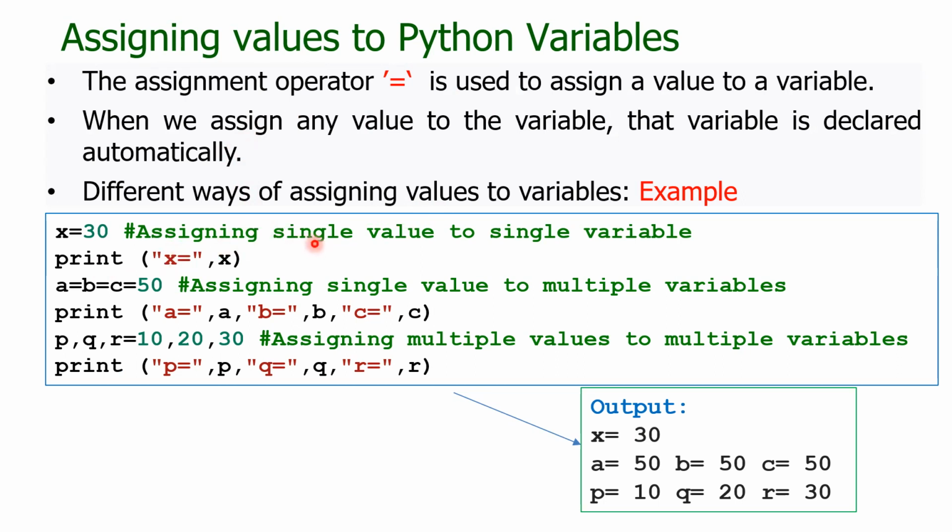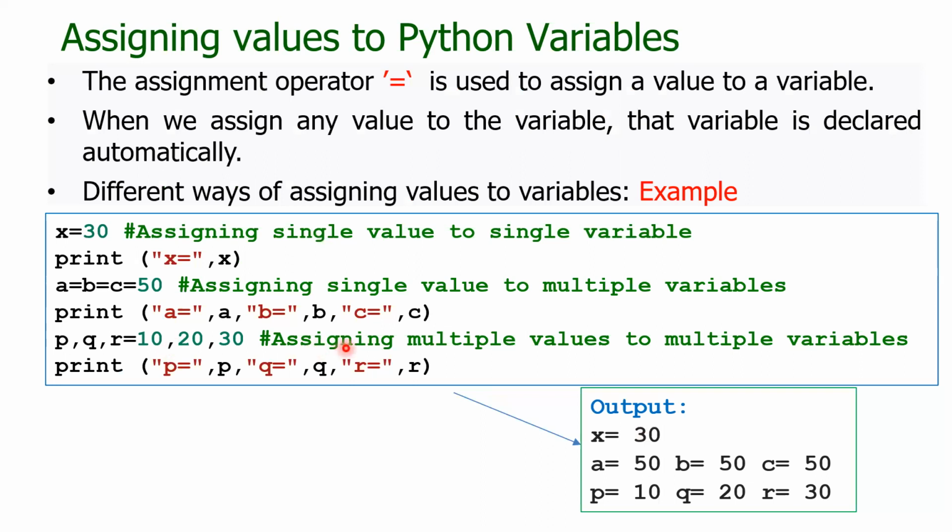You can assign a single value to a single variable by using the simple equal to assignment statement, x equal to 30, and you can also assign a single value to multiple variables. That means you can assign 50 to the 3 variables a, b, and c in one single statement by using a multiple assignment statement, a equal to b equal to c equal to 50. That means all these 3 variables are assigned with the value 50.